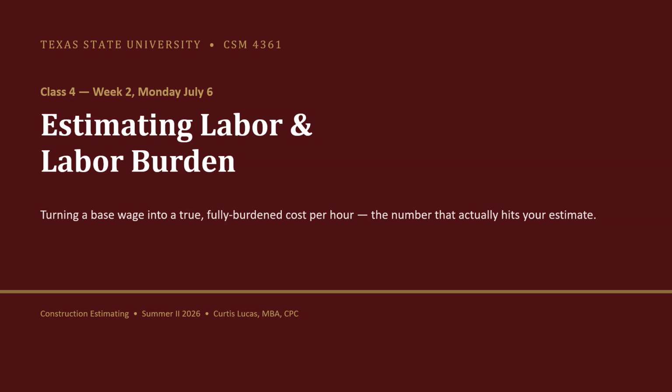Because here's the thing I want you to internalize in the next 80 minutes. The wage you pay a worker and the cost of employing that worker are two very different numbers, and estimators who confuse them lose money on every job they win. And they will win those jobs. That's the cruel part. If you underprice labor, your bids look great. You'll win everything, and you'll bleed on all of it.